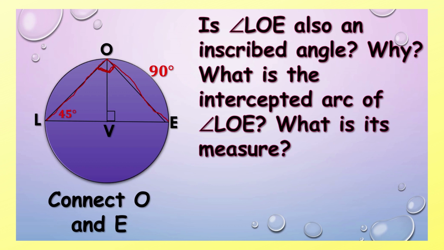What is the intercepted arc of angle LOE? The intercepted arc of angle LOE is arc LE. Itong arc LE. And arc LE is a semicircle. So therefore, the measure of arc LE is 180 degrees, kasi semicircle siya eh.